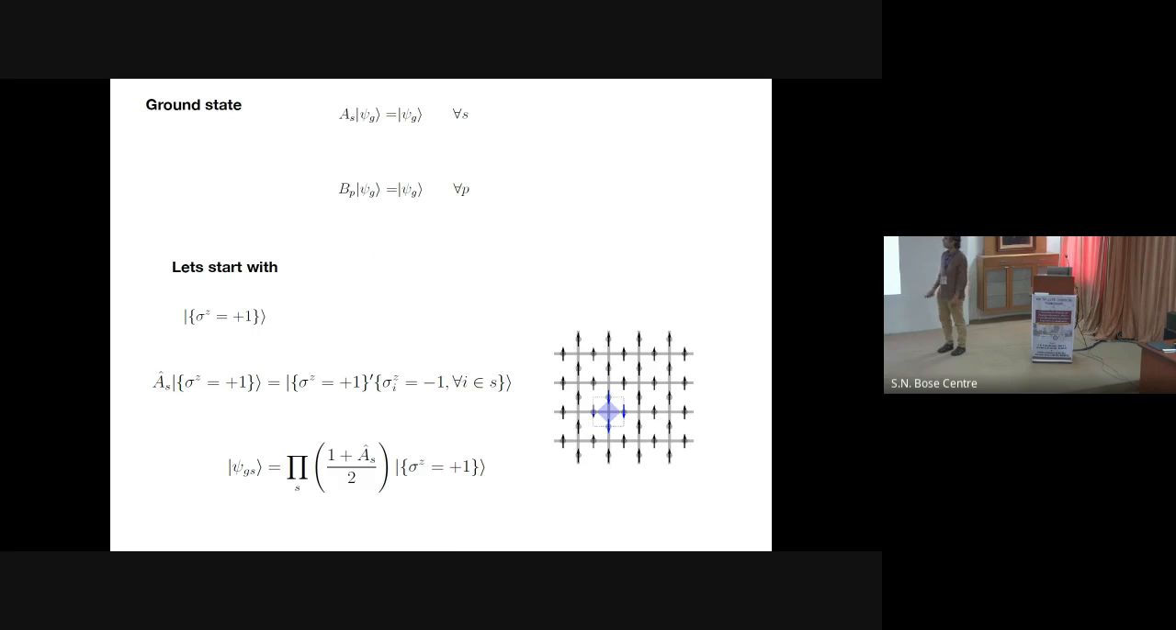Okay, that clearly satisfies this condition that the BP acting on any side, all the sigma z's are up. So the product of sigma z is also +1. Okay. So they satisfy this. But let's try to check this. Okay. So you act with AS on this state. Okay. What happens is that if AS is on this side, it basically flips only these 4 spins. Okay. The rest it doesn't touch.